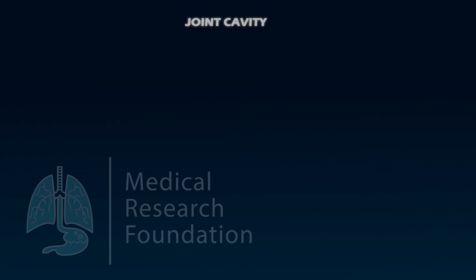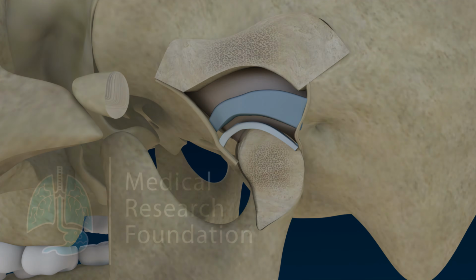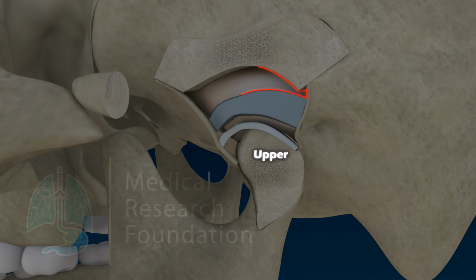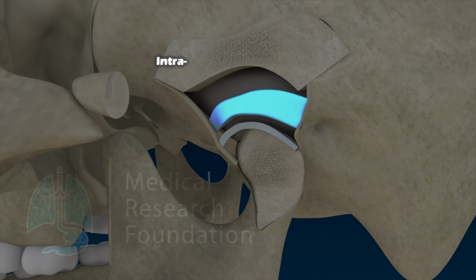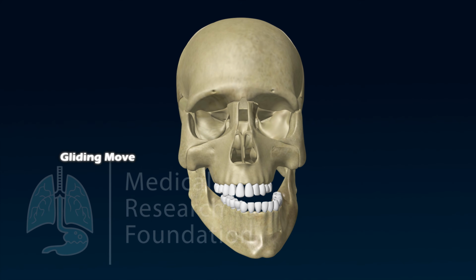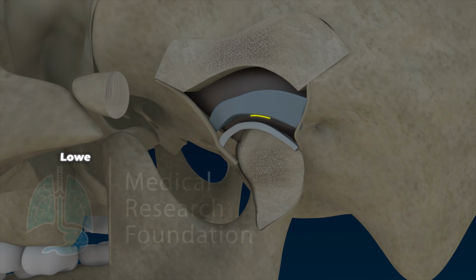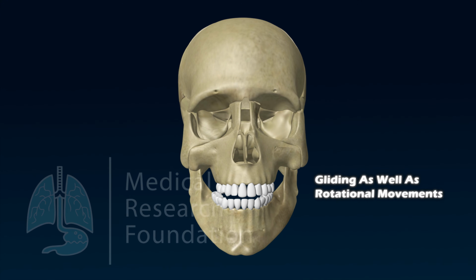Joint cavity. The cavity of a temporomandibular joint is divided into upper meniscotemporal and lower meniscomandibular compartments by an intra-articular disc of fibrocartilage. The upper compartment permits gliding movements, and the lower compartment permits gliding as well as rotational movements.